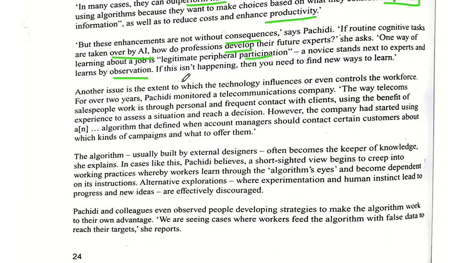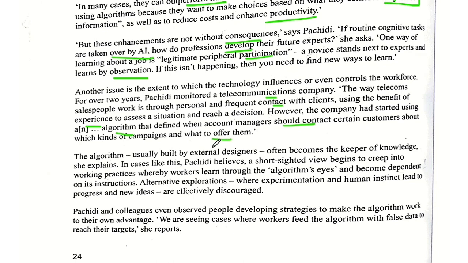Next, we read further. Another issue is the extent to which the technology influences or even controls the workforce. For over 2 years, Stella monitored a telecommunications company. The way telecoms sales people work is through personal and frequent contact with clients, using the benefit of experience to assess the situation and make a decision. However, the company had started using algorithms that define when account managers should contact certain customers about what kind of campaigns and what to offer them.